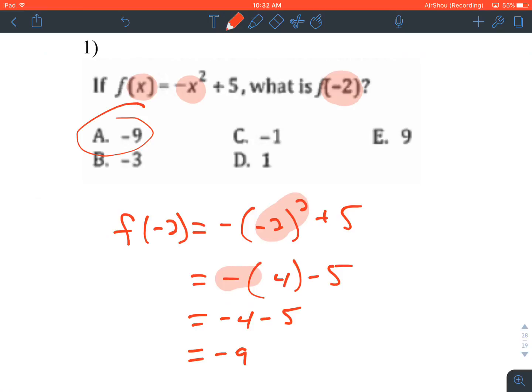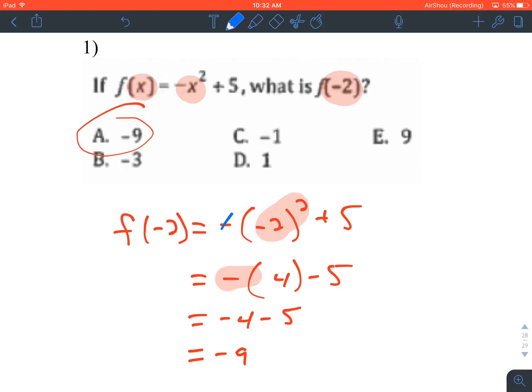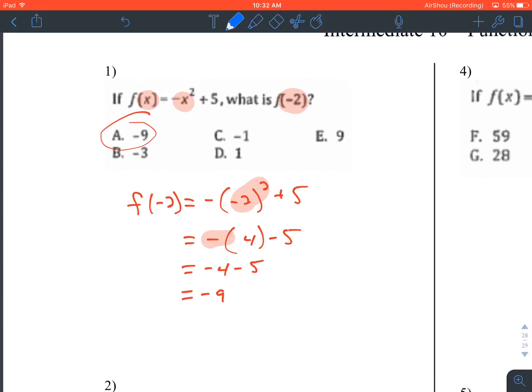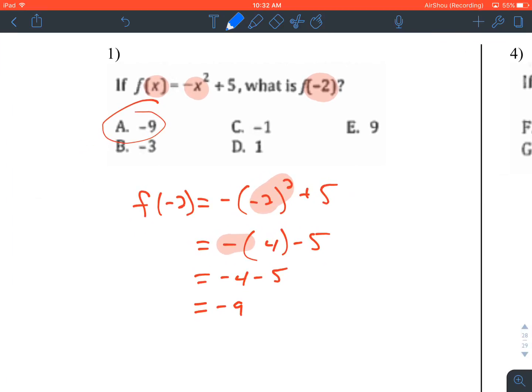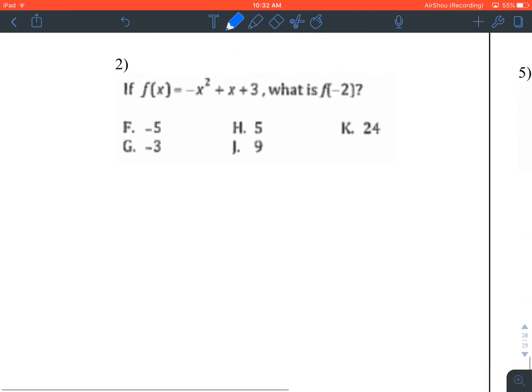Common mistake that people make for this problem is they say negative negative is positive. Well, that's not true. It's true in certain contexts, not in this context. Order of operations, you do parentheses first, which is a negative 2, nothing to do there. Then you do exponents, which is going to be the squared.